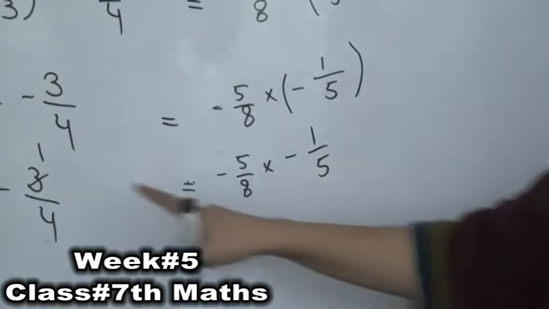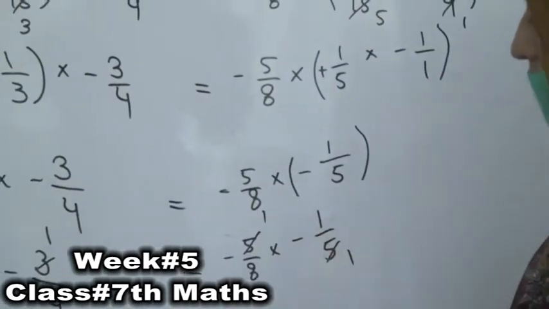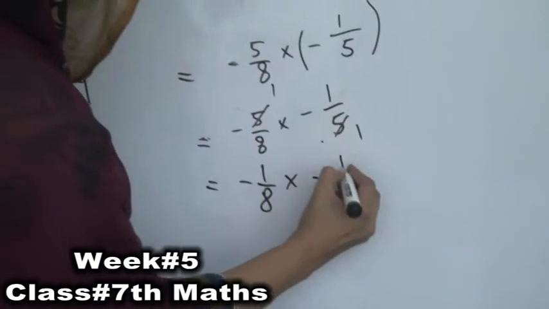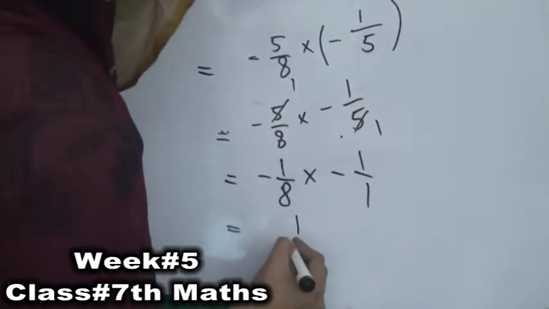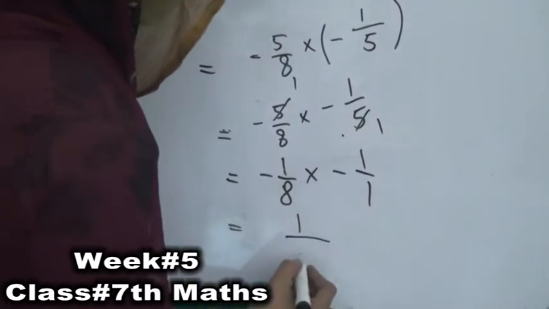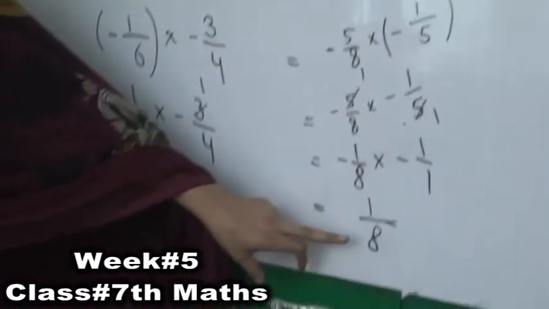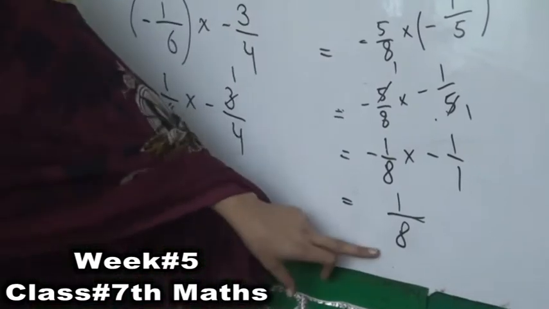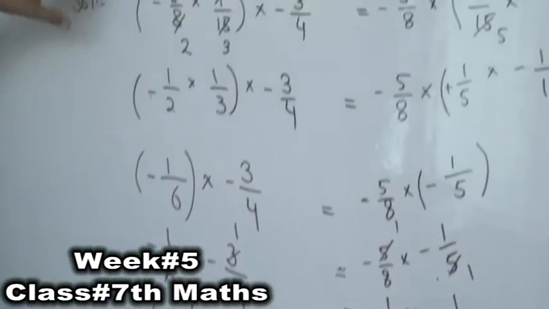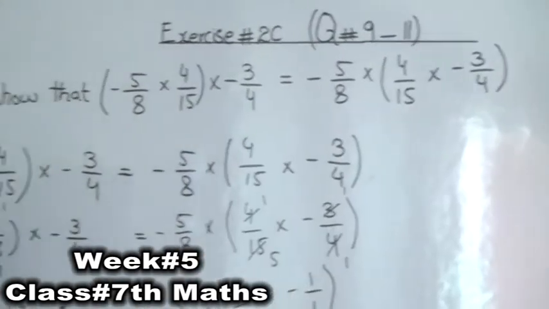Minus minus will become plus, and numerator 5 ones are 5, 5 ones are 5. 8 multiplied by 1, that is 1 by 8. The right hand side also gives 1 by 8. So left hand side is equal to right hand side, and we have shown that this left hand side is equal to right hand side.